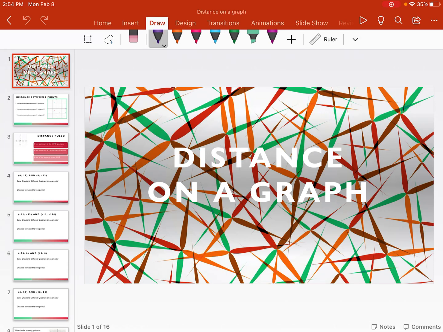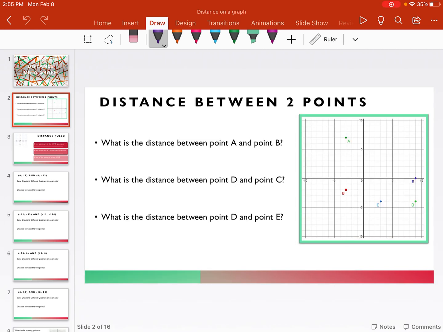Hey guys, let's talk about distance on a graph. So if we go to slide 2, if we wanted to find the distance between 2 points, we could just count the spaces in between. We like to call them little bunny hops. So you can literally hop your way down from A to B. So 1, 2, 3, 4, 5, 6, 7, 8, 9 bunny hops. So this is 9. And since they didn't tell us it was inches or anything, we'll just call it units. Those are 9 units apart.